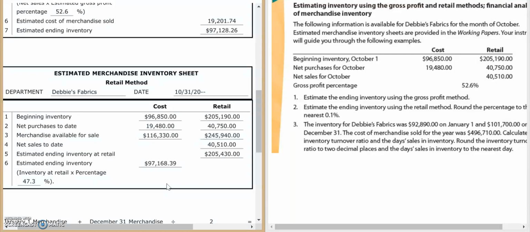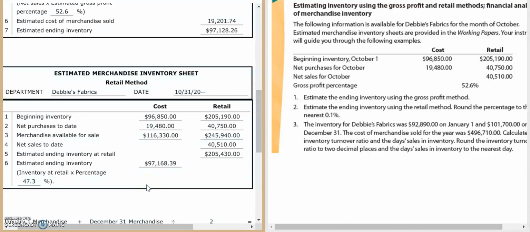They give you most of the information that you need. All of these numbers up here are easily found. The estimate of the ending inventory at retail is quite simple because you can just take your merchandise available for sale and subtract out your net sales and you get it. However, to estimate your inventory at cost, what you have to do is figure out that percentage. So you have to take the cost divided by the retail when we're talking about merchandise available for sale. We just want to make sure that we get that correct to get that percentage, and then you take your inventory at retail, 205,430, and multiply it by your percentage of 47.3.